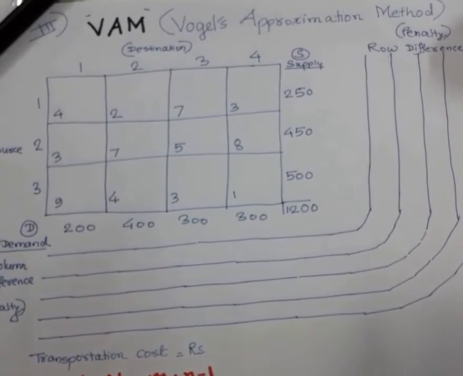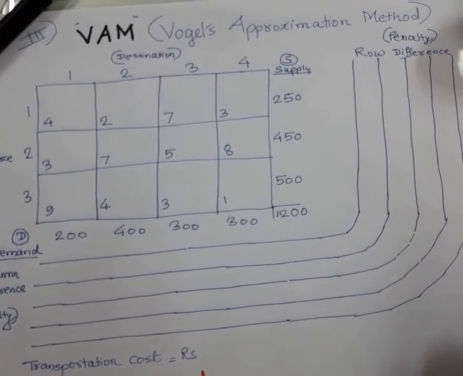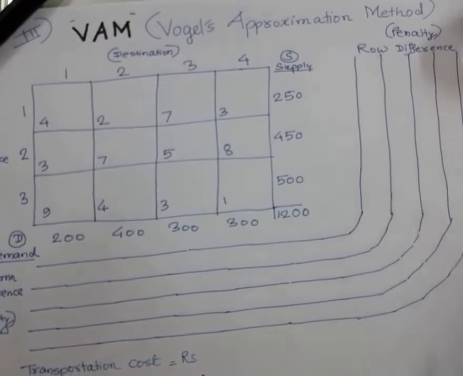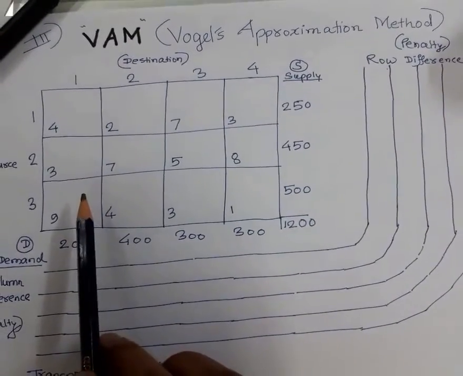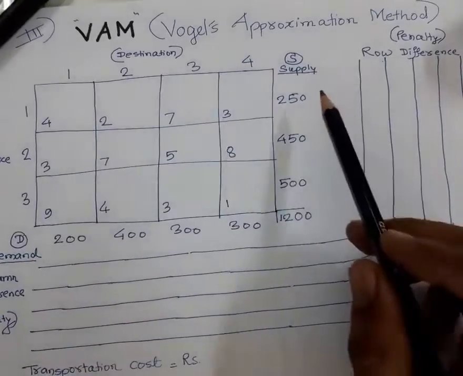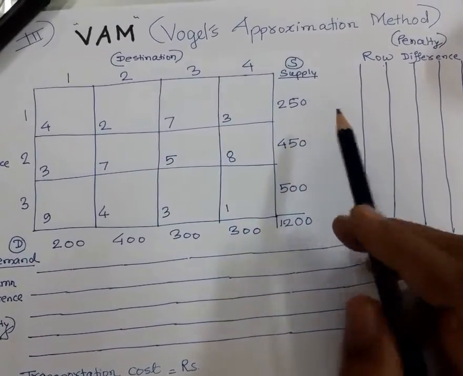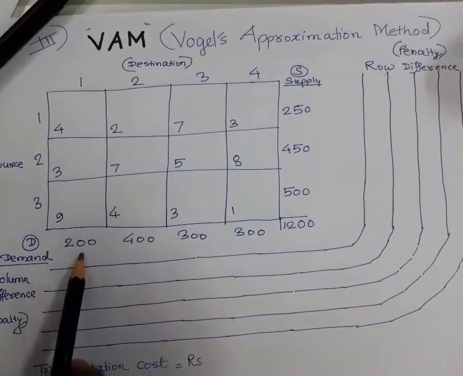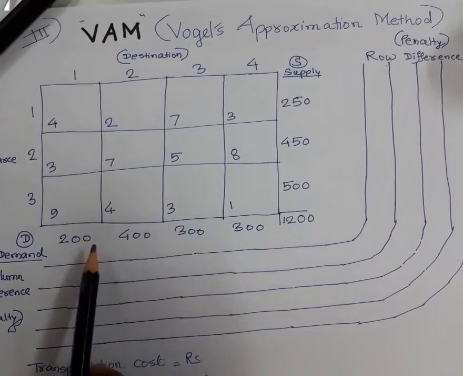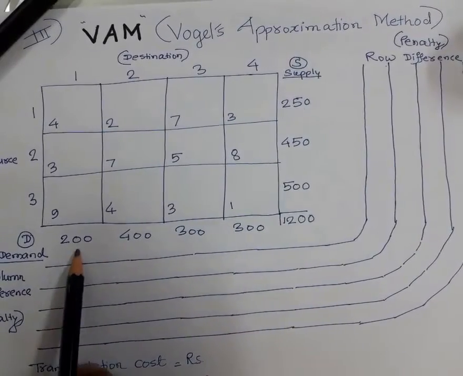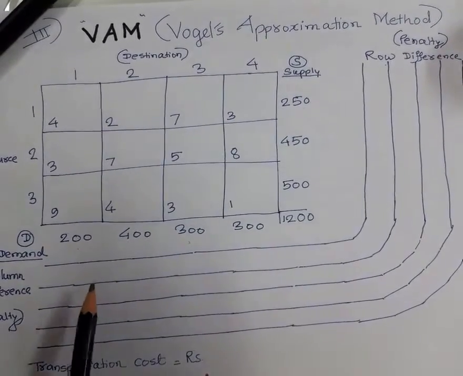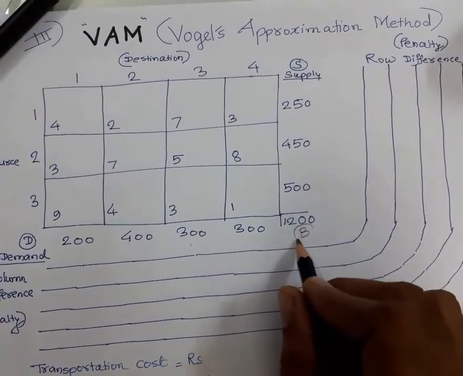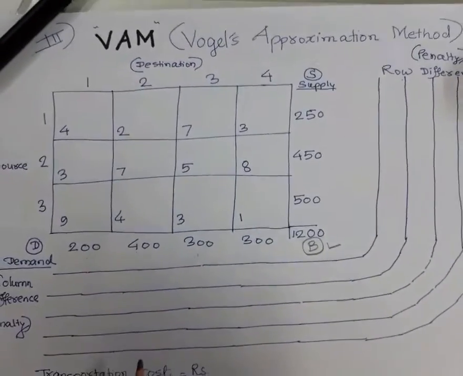Now we will see how to solve the transportation problem by using VAM method, known as Vogel's approximation method. Now this is the transportation cost matrix. These are the supply figures: 250, 450, 500, total is 1200. These are the demand figures: 200, 400, 300 and 300, total is 1200. So this one is the balanced problem.